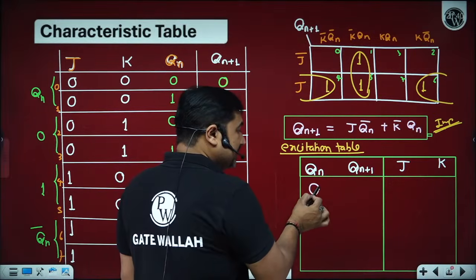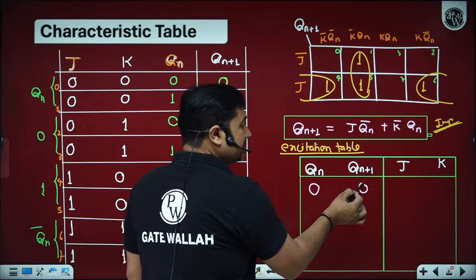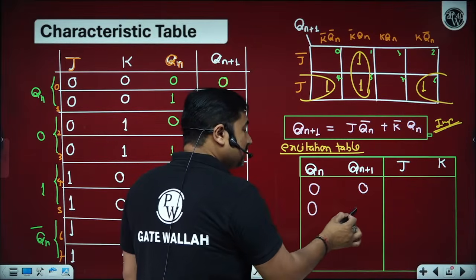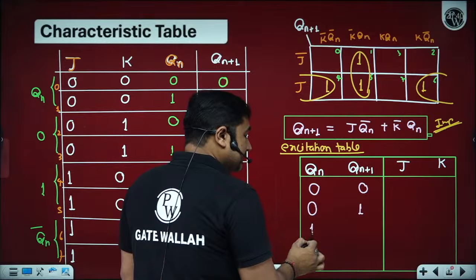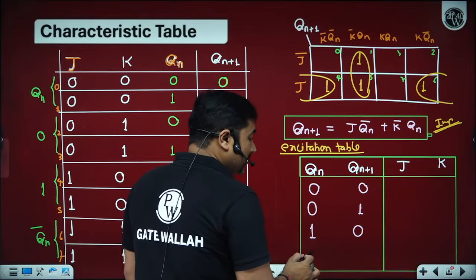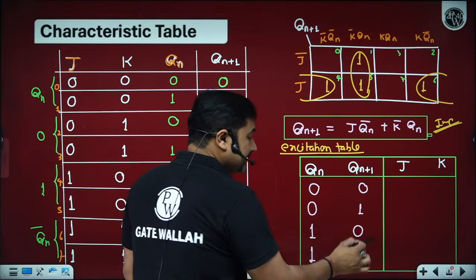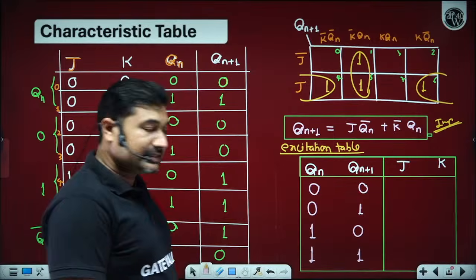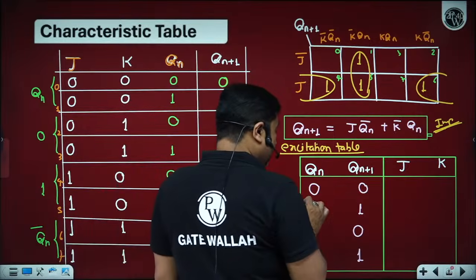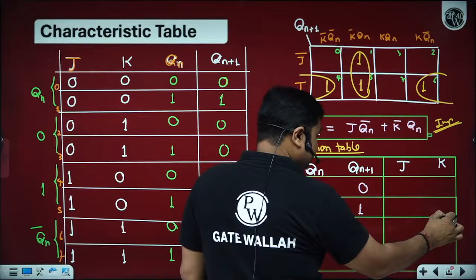Maybe present state is 0, next desired state is also 0. Present state 0, next desired state 1. Present state 1, next desired state 0. Present state 1, next desired state 1. Hoping all of you able to understand this. Please let me know by writing in the comment section, beta ji.